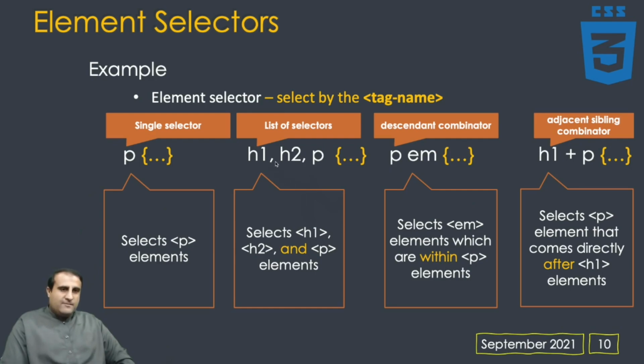So here we have selectors separated by commas. Comma means and. It means apply the style to all these h1 and h2 and p.